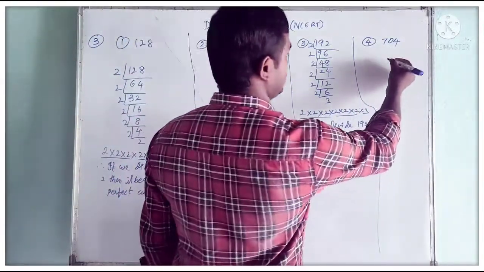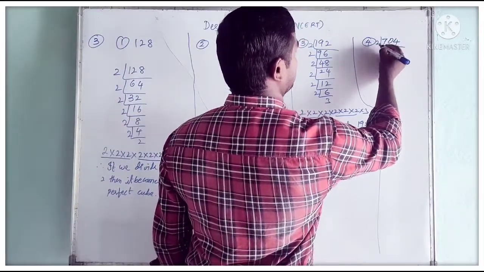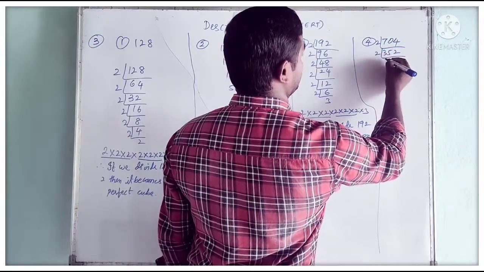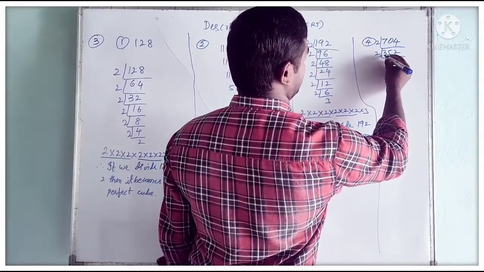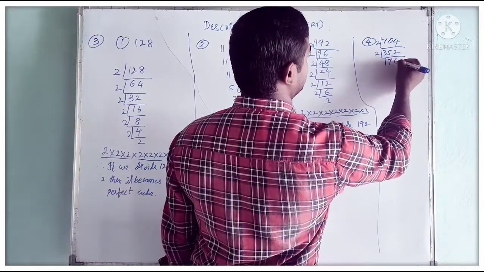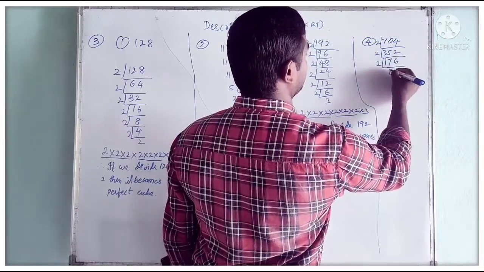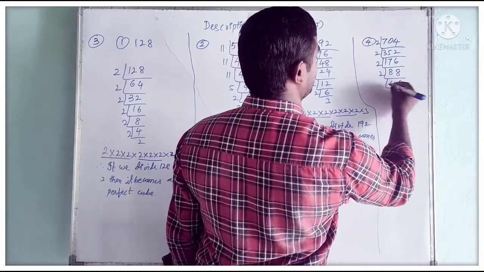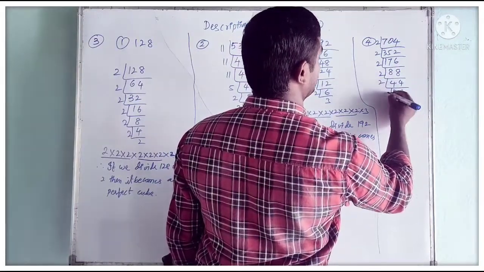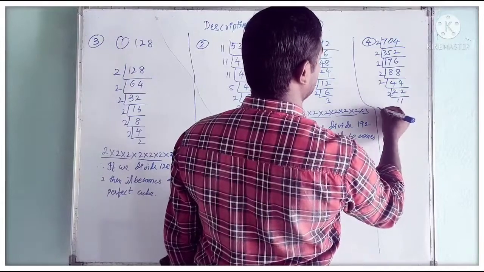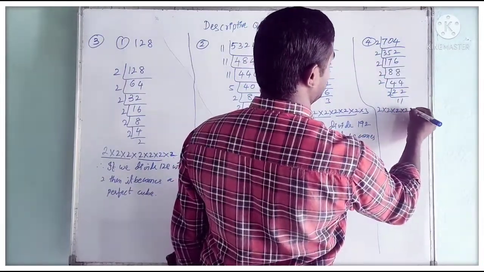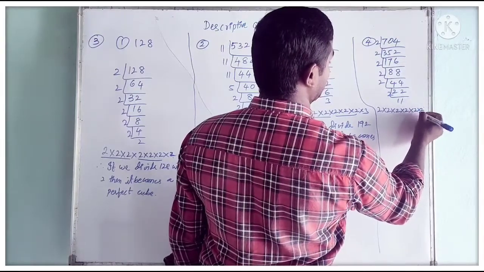704. So for 704, do the prime factorization. 2 threes are 6, 2 fives are 10... so 2 into 352, 2 into 176, 2 into 88, 2 into 44, 2 into 22, 2 into 11. So make a group right here: 2 into 2 into 2 and 2 into 2 into 2 into 11.